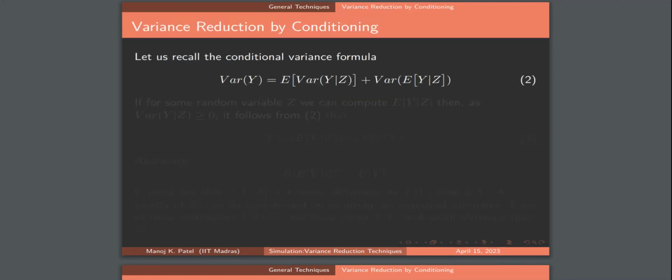Now, variance reduction by conditioning. We are done with the antithetic variable, and we'll look into variance reduction by conditioning. Let us recall the conditional variance formula. Variance of any random variable Y can be written as the expectation of the variance of Y given Z, plus the variance of the expectation of Y given Z.